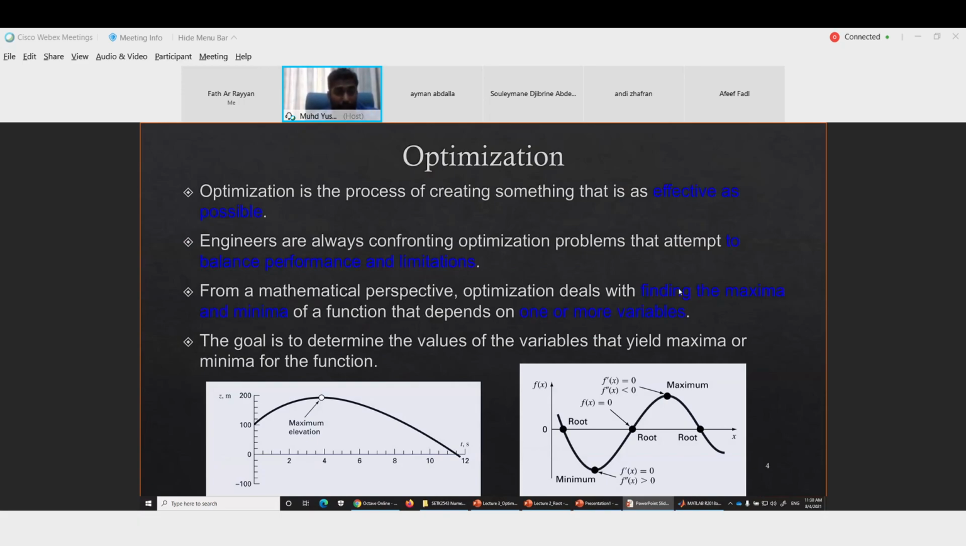From a mathematical perspective, optimization is finding the maximum and minimum. So the goal is to determine the value of the variable that yields the maximum or minimum of the function. Basically, what you want to do is find the value of x that makes the function of x a maximum or a minimum.